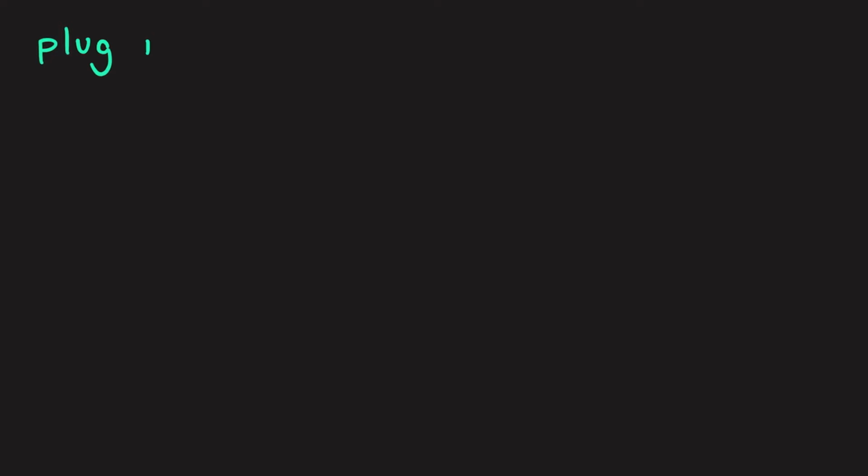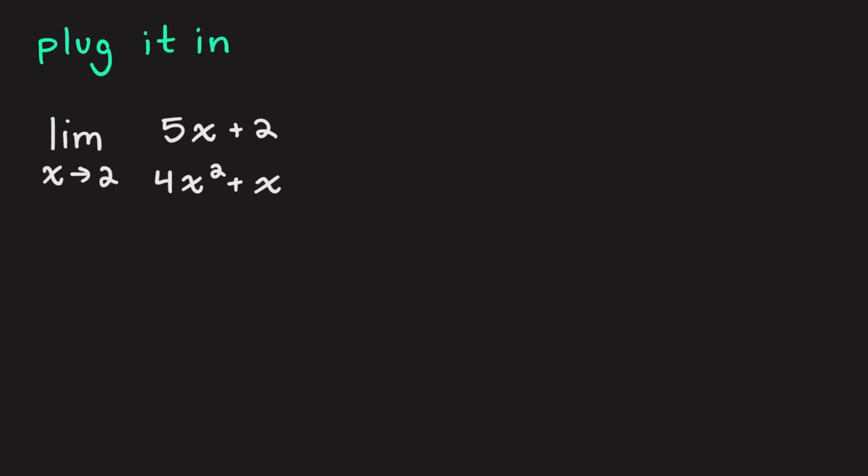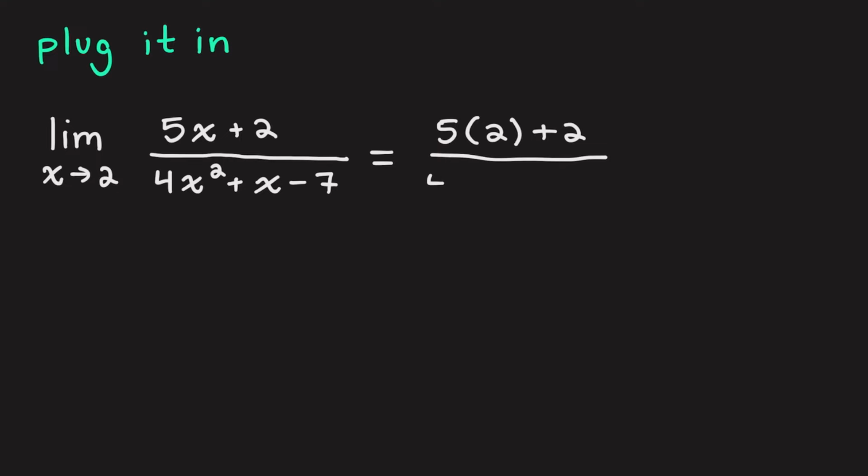The most basic technique to evaluating limits is plugging it in. Consider this problem. We have the limit as x goes to 2 and the function is 5x plus 2 all over 4x squared plus x minus 7. Since x is approaching 2, we can plug in 2 for each x, and our final answer is 12 over 11.